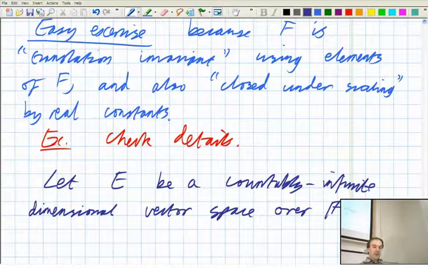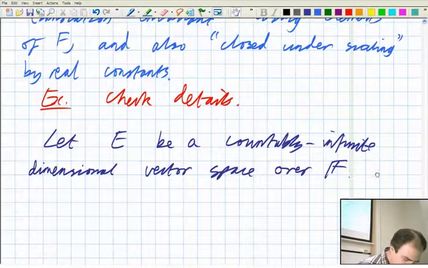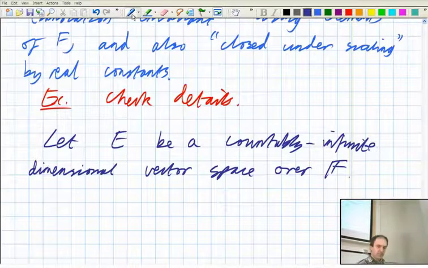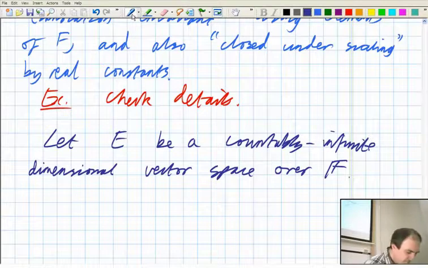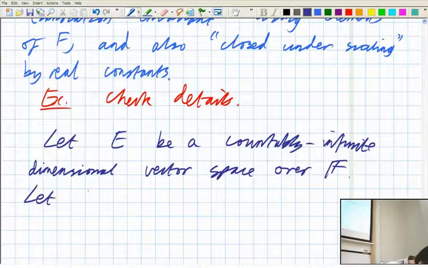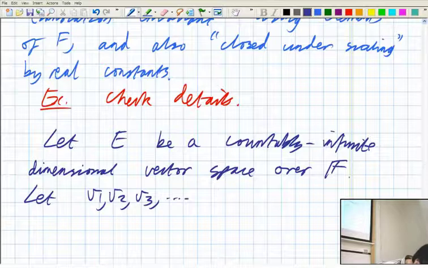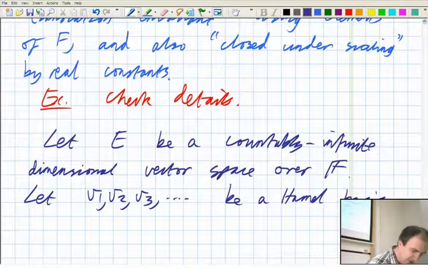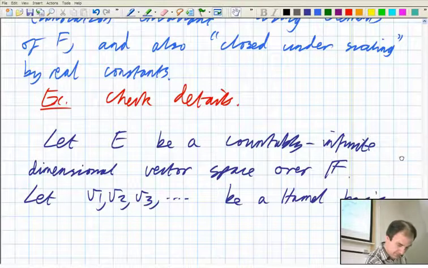F being R or C. And let's take a Hamel basis for it. So let V1, V2, V3, and so on be a Hamel basis for E. So that's a sequential Hamel basis. You need all of them, but there's only a countable sequence of them.